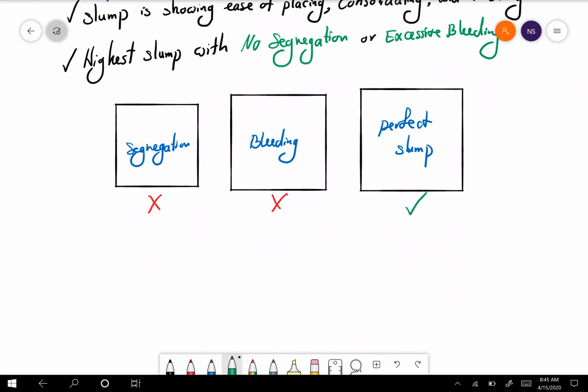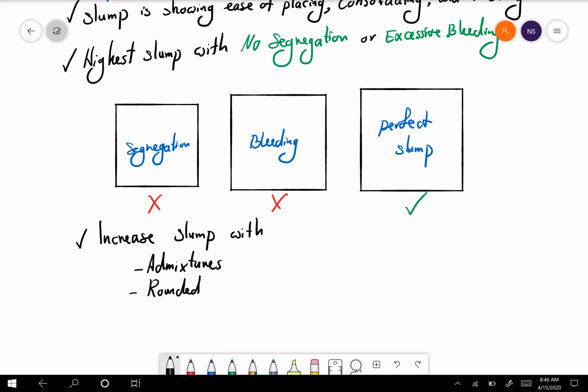And if we have low slump, we can increase slump with admixtures. There are certain chemical admixtures that you can add to the mix, and they increase the workability of the mix, or slump. Or you can add rounded aggregates. But again, if you have too much rounded aggregate, you're going to have less strength. Although you have a workable concrete, you have less strength.